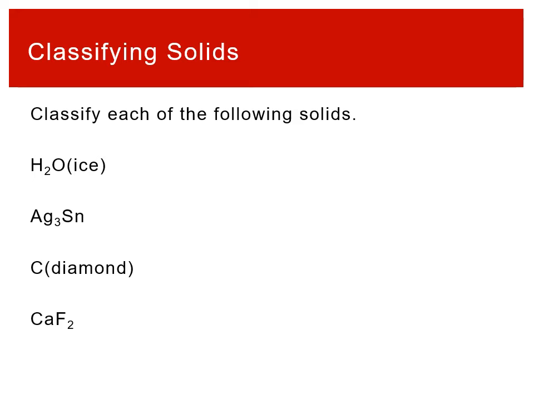So let's look at an example. We want to classify each of our solids. I have H2O, ice, Ag3Sn, carbon in the diamond form, and CaF2, calcium fluoride.